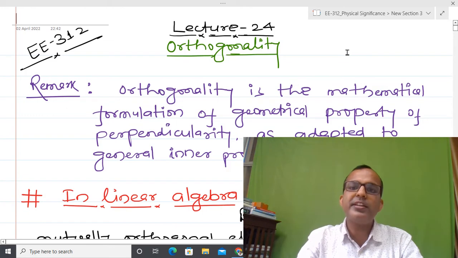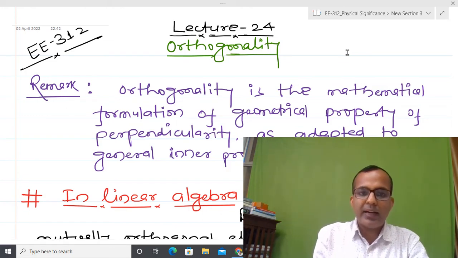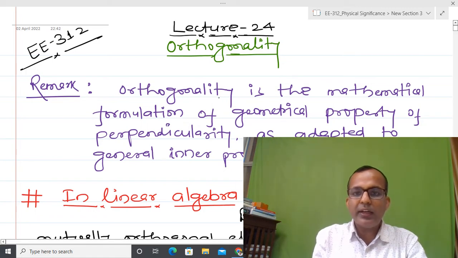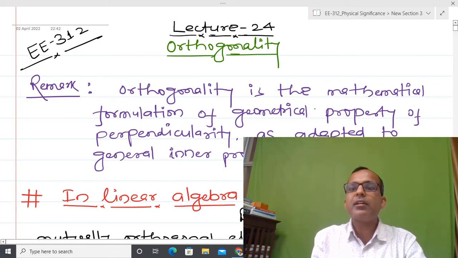So orthogonality is a very important concept, and we have already seen that orthogonality is the mathematical formulation of the geometrical property of perpendicularity.